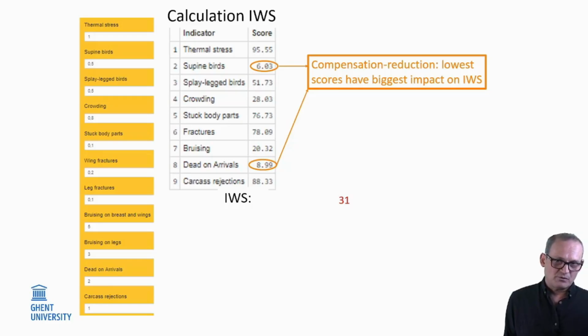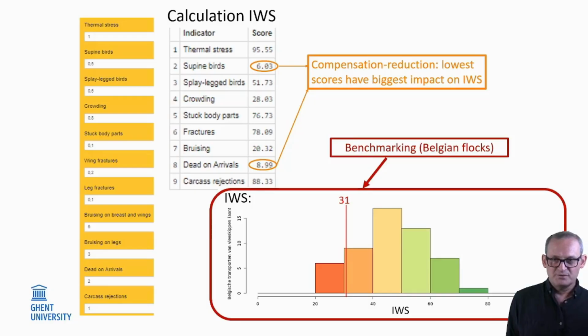Is this a good score or a bad score? Then you can benchmark that to see how it compares to the other data in the data set. In that case, a score of 31 is not so good, so it's a rather bad transport.